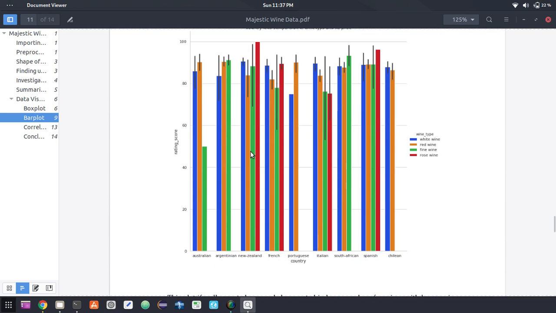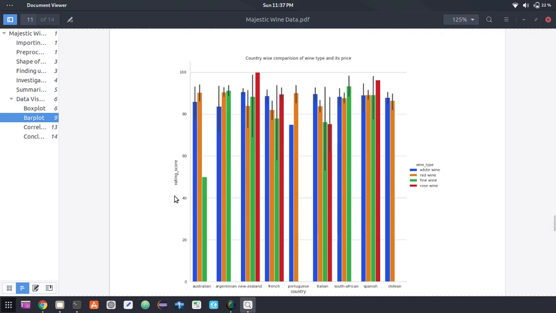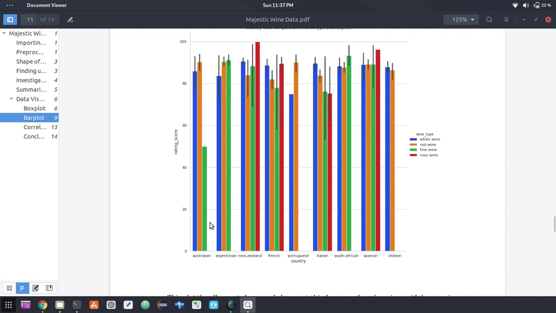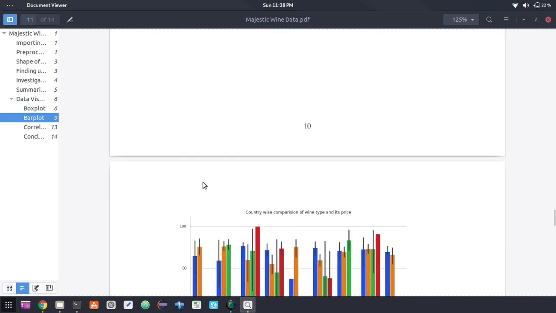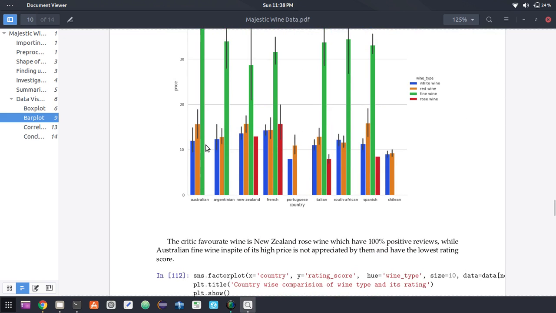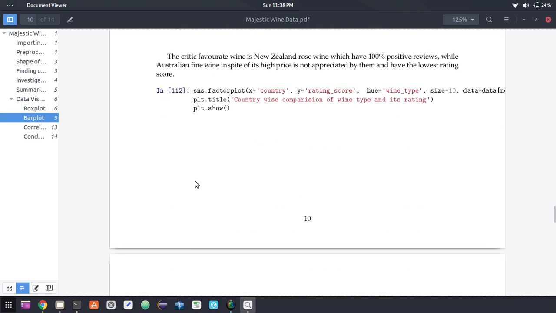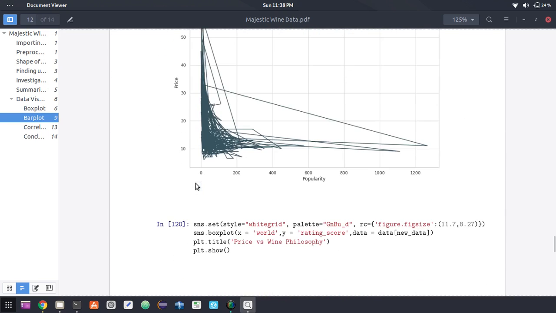And this is the rating score versus country. Here we can say this is from New Zealand. The fine wine of rose wine of New Zealand is highest rated, 100 out of 100, and fine wine from Australia is lowest rated here, almost 50%. This is interesting because fine wine in Australia is the most expensive as well.